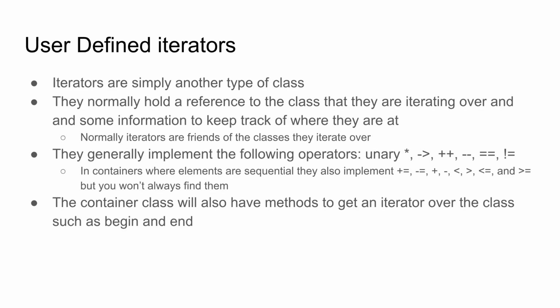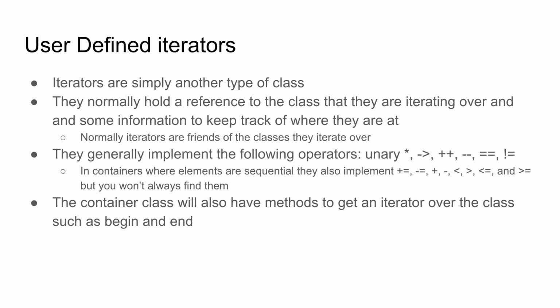Normally an iterator is just going to be a class that keeps a reference to the object that it's iterating over, and it's also going to keep track of what position it's at, however it intends to do that. They also tend to implement a few common operators. These are star, arrow, plus plus, minus minus, equals equals, not equals.